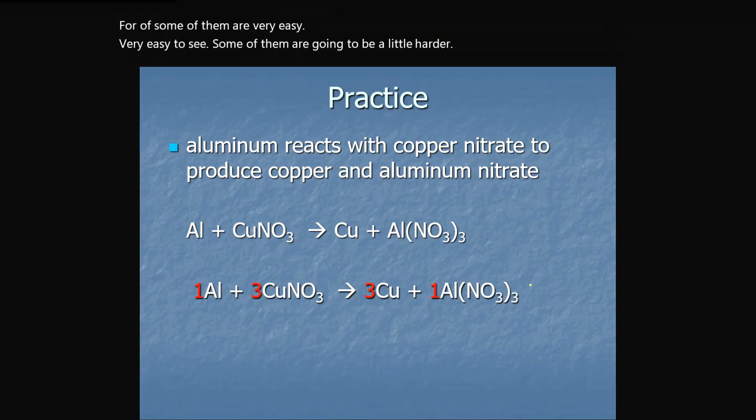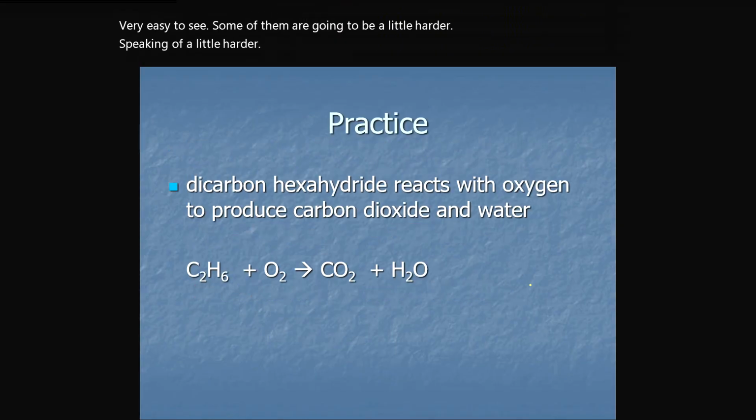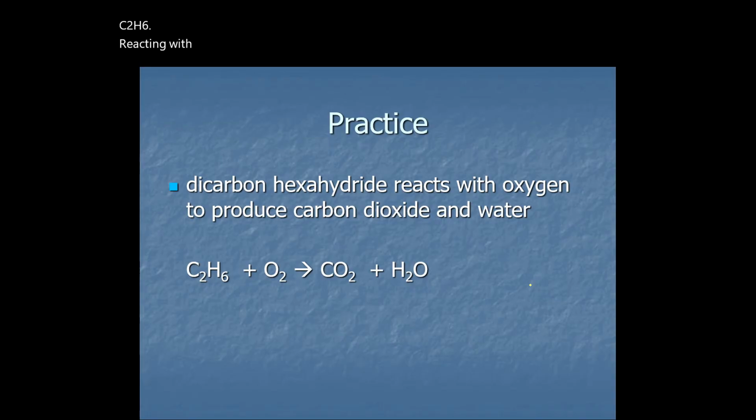Speaking of a little harder, we have this reaction, dicarbon hexahydride, C2H6, reacting with oxygen to produce carbon dioxide and water. So this is a pretty tough one.